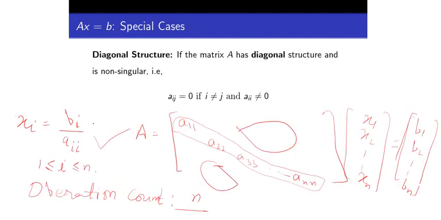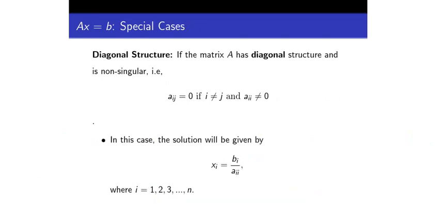Okay, last time we also saw some special cases of the matrix A. If the matrix A has diagonal structure and is non-singular, then you can solve that equation easily, and the total number of operations is n. If I wish to add an example for this, it's very easy.